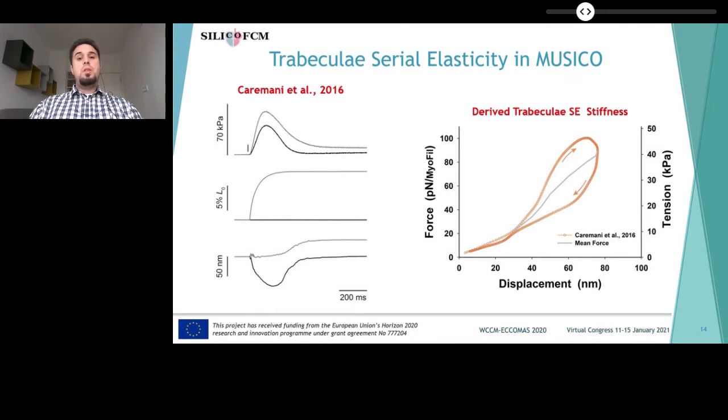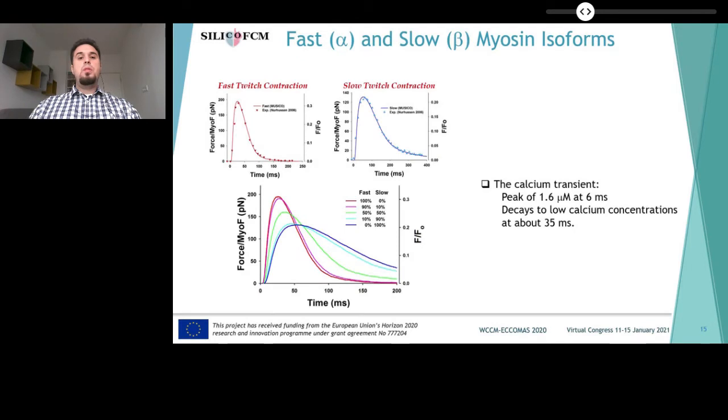For simplicity, we derived a nonlinear serial spring-like elasticity from the average force of the force displacement loop, represented as the gray line, which is used in all species in our MUSICO simulations. Lastly, it is important to mention that we can distinguish between fast alpha and slow beta twitch muscles, related to fast and slow interactions of myosin with actin. In different types of muscles and species, the proportion of these myosin isoforms varies. Thus, we included this ability in the MUSICO platform.